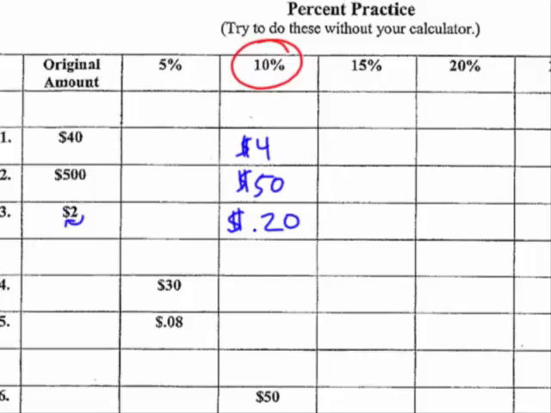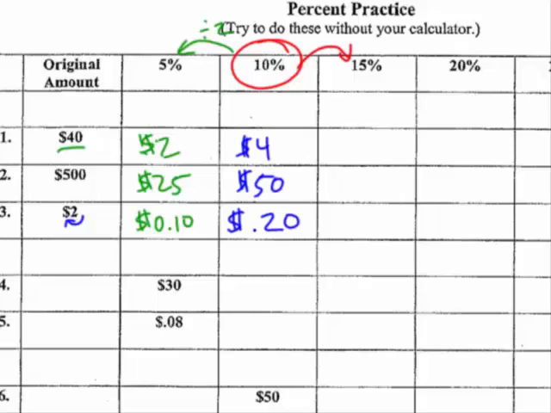Let's go up to the $40 one. Okay, so if 10% is $4 and I want to go to 5%, what do you think I would do? Oh yeah, I could just divide by 2, right? Cut it in half. So that would be $2. So that should help me for my 50. Right? 50 would be $25. And 20 cents would be 10 cents. It's nice and easy.